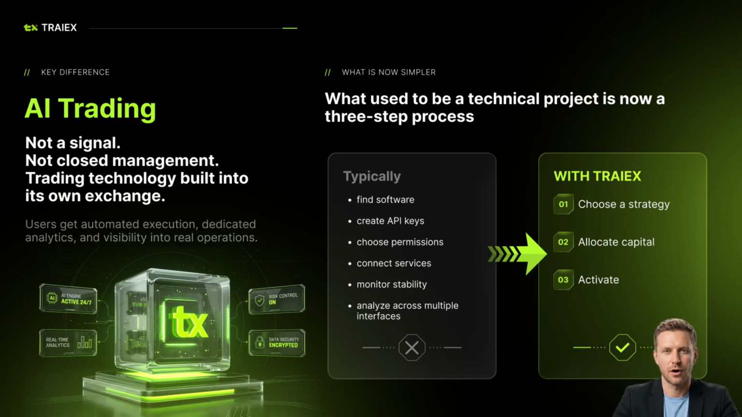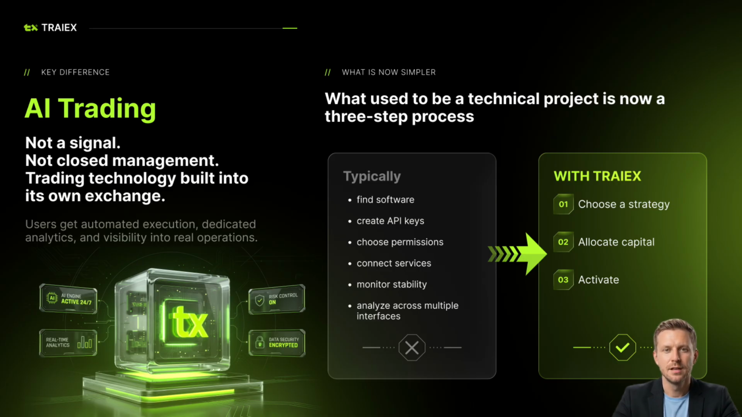Everything we have looked at so far builds the foundation, but the key difference of TRAIEX is AI trading. This is not a telegram signal after which the user has to open a position in time themselves. This is not handing funds over to an unknown manager. And this is not a separate bot that you have to connect to another exchange yourself. AI trading is built into the TRAIEX infrastructure. The technology analyzes market data, makes trading decisions, and executes them inside the user's account. And the user gets not only the result, but also the ability to observe, verify, and manage the process.